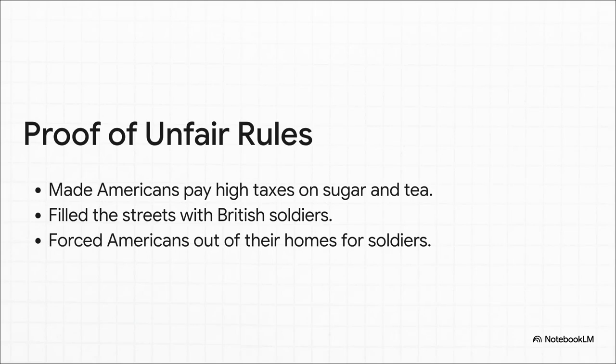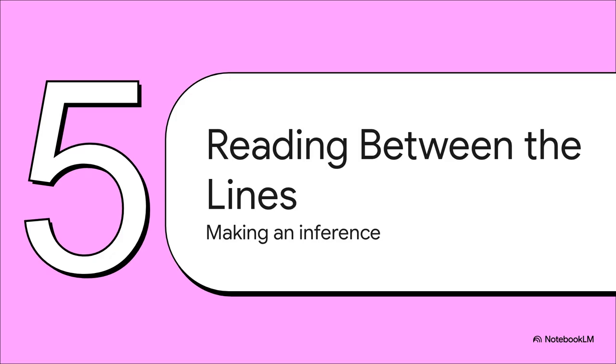And here they are. First, they made people pay high taxes. Second, they put soldiers all over the streets. And third, they kicked people out of their own homes for those soldiers. These 3 things, these are our details. They're the proof that shows us exactly why Samuel Adams felt he had to do something. Excellent work. You're doing great.